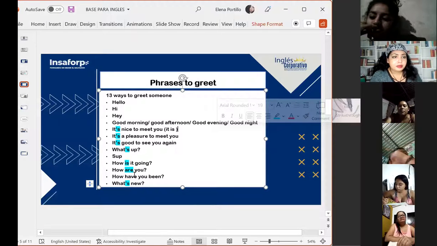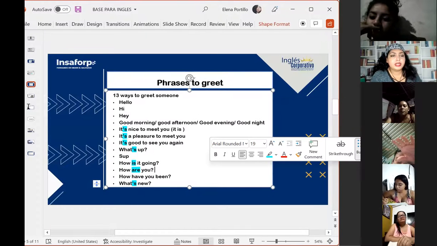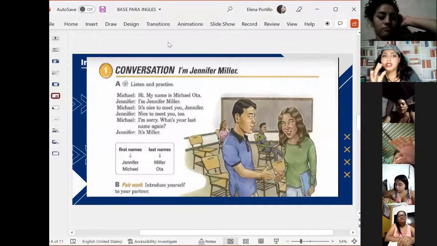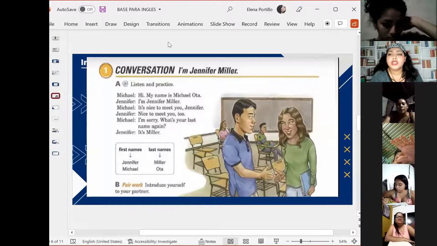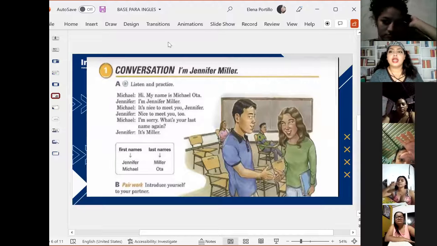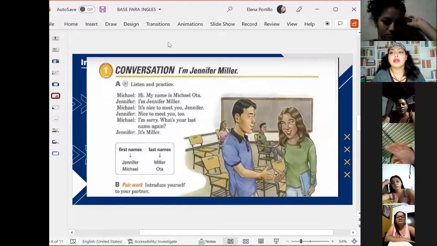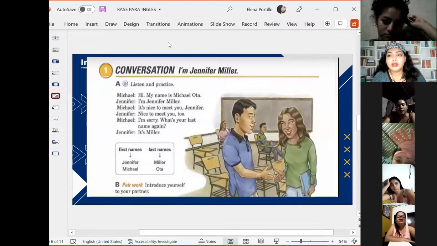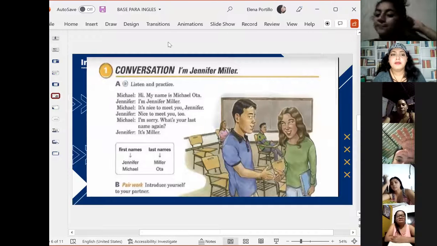Then, we have here the conversation. Let's read the conversation that we have here. And we have a conversation and it's called I'm Jennifer Miller. Esa es una conversación que ustedes van a encontrar en la plataforma, que la van a escuchar, la pueden seguir leyendo y practicando. And it says, we have a Michael and we have a Jennifer. Tenemos dos personas, Michael, Jennifer.